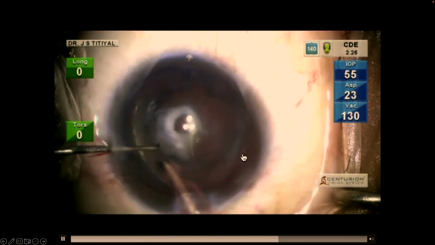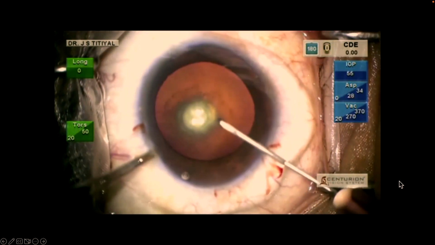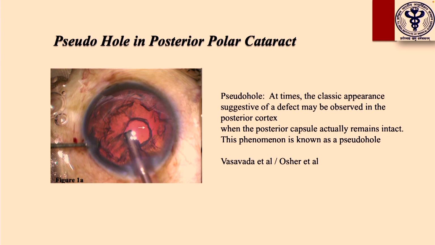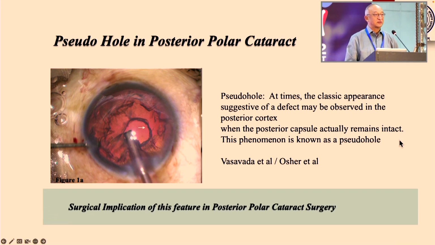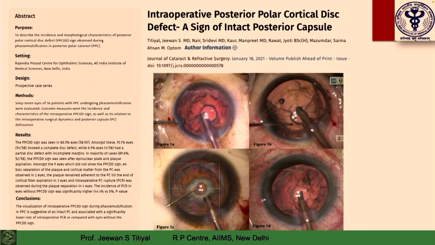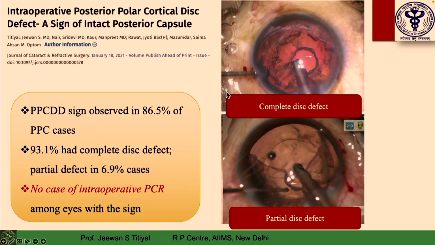So this is what people have described in posterior polar cataract as a pseudo hole, which was earlier described by Dr. Abhay Vasavada from Ahmedabad and Dr. Osher from the US. Subsequently, we did a study to understand the implication of this pseudo hole in terms of surgical outcome. This is a publication in JCRS, a prospective clinical case series of posterior polar cataracts of around 67 cases. We described this sign as the intraoperative posterior polar cortical disc defect sign. This defect was seen in almost 87% of the cases. In 93% of those, a complete defect in the middle, and in around 6% of cases, a partial defect in the posterior cortex or epicortex.